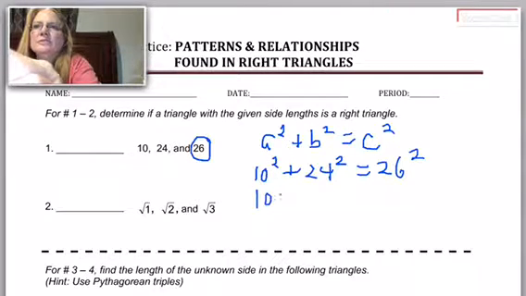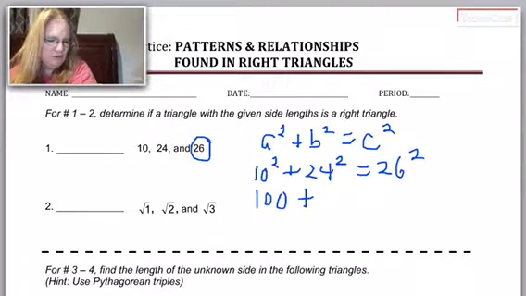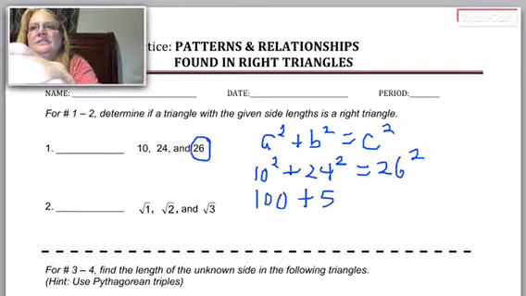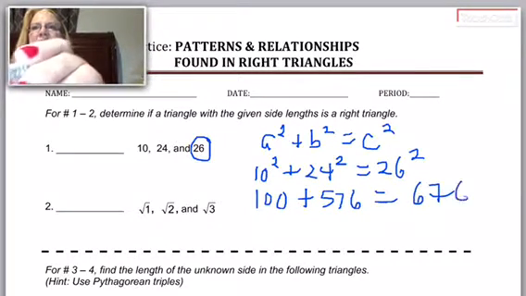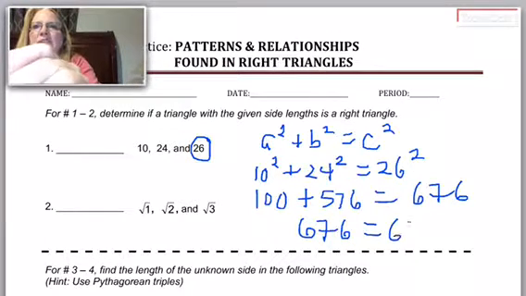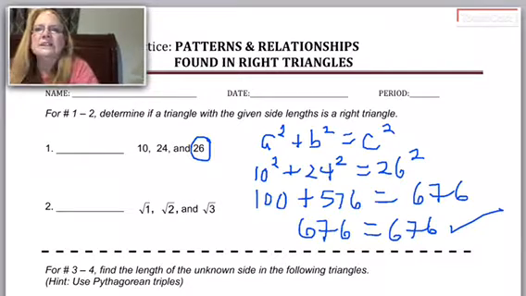10 squared is 100. 24 squared is 576. And 26 squared is 676. If you add here, you get 676 is equal to 676. So yes, we do have a right triangle.